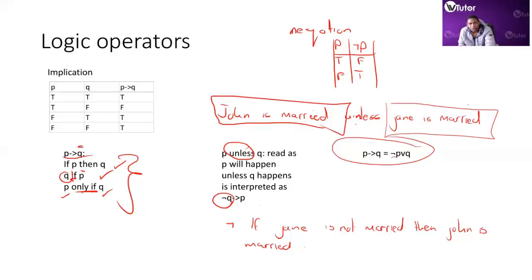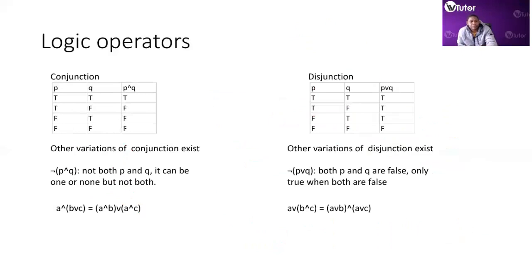So this leads us to variations of conjunction. You can negate a conjunction, right? So if P and Q means both P and Q, then this means not both P and Q. So P and Q is true, false, false, false. The negation of that is going to be false, true, true, true. Not both. As long as both are not true, it should be true.